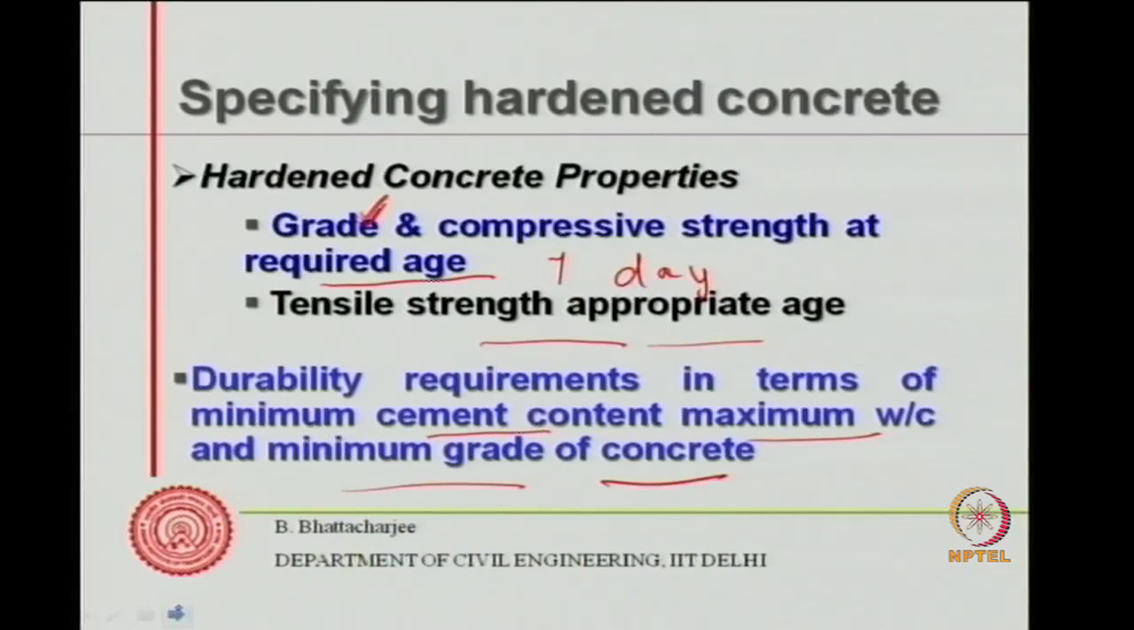Okay. So what we have seen is that we specify concrete first of all in terms of fresh concrete property, and a common way of doing that is in terms of slump. We specify also concrete in terms of its grade, which is generally related to the 28 days characteristic compressive strength at the age of 28 days. We might specify strength of concrete, or hardened properties of concrete, in terms of strength at some appropriate age, maybe an earlier age. Some cases we will require that.